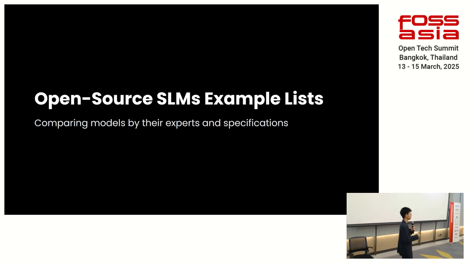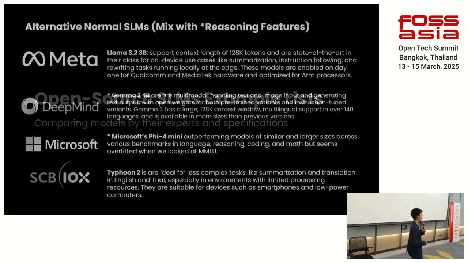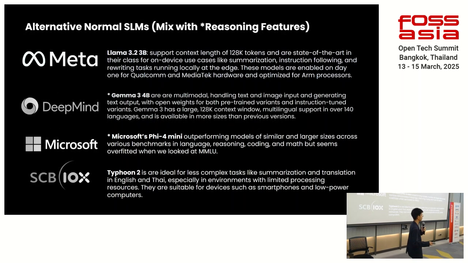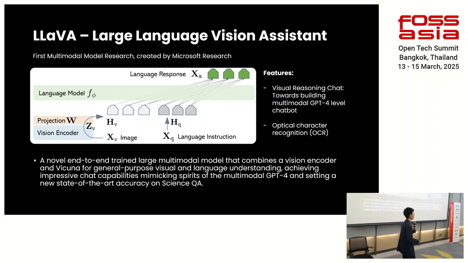So I would like to give you some example lists. We can see Llama 3.2 or maybe Gemma 3 4 billion parameters that was released a few days ago. It could be good for using in specific tasks and with specific resources. And within 4 billion parameters you can use it for multimodal purposes. And also with 7 billion parameters of LLaVA, you can use it freely within your device.